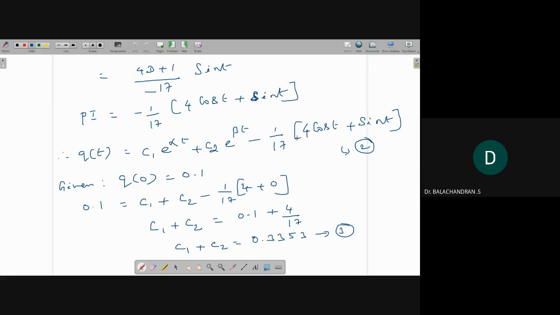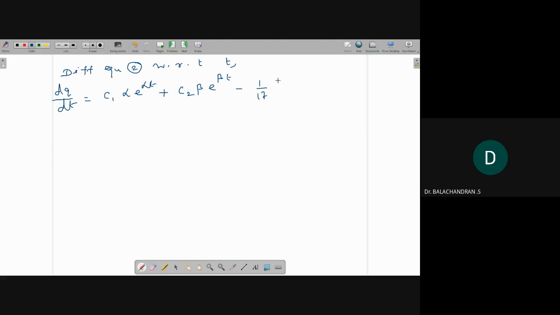If you differentiate this, minus 1 by 17 into minus 4 sin t plus cos t. So please check it.